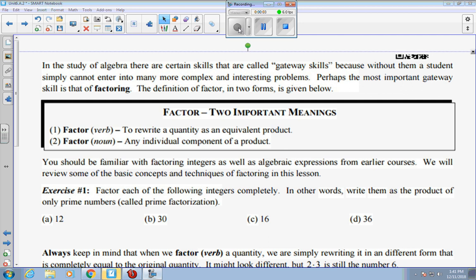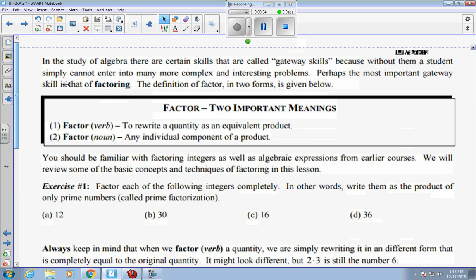Unit 6, Lesson 2 deals with factoring and the factor flow chart. The first method you're going to use to factor is by the GCF, which is the greatest common factor. In order to find the GCF of terms, you have to look at each leading coefficient and see if they have any in common.